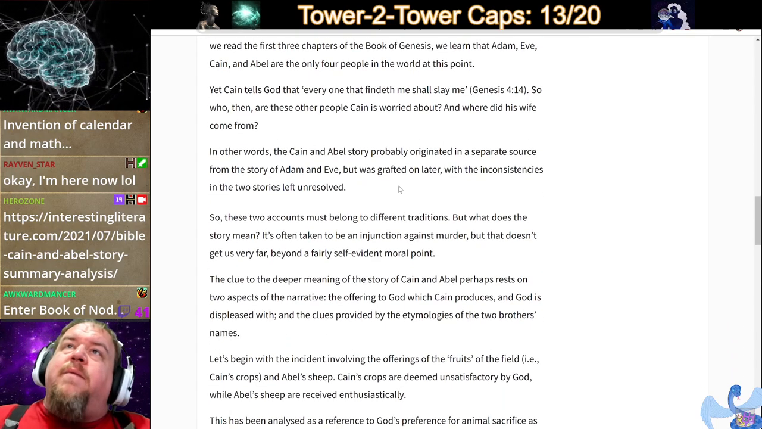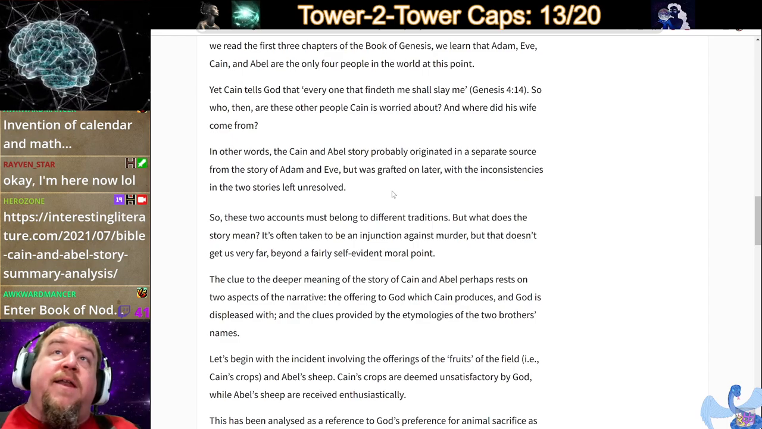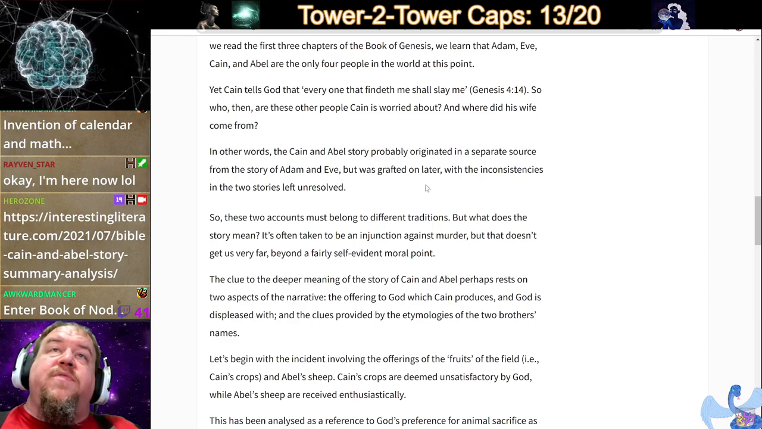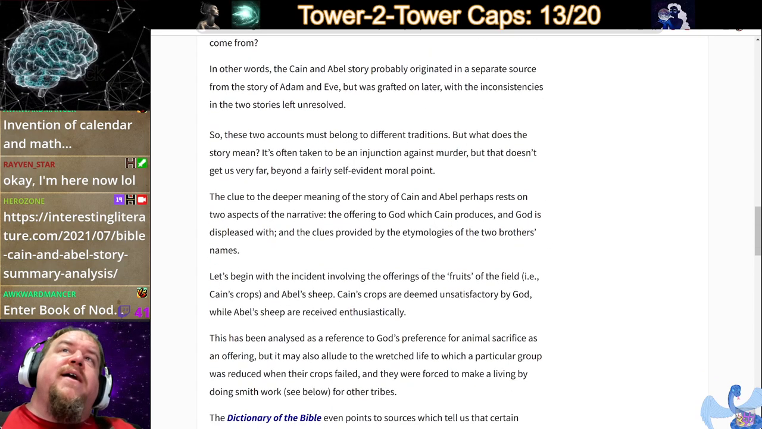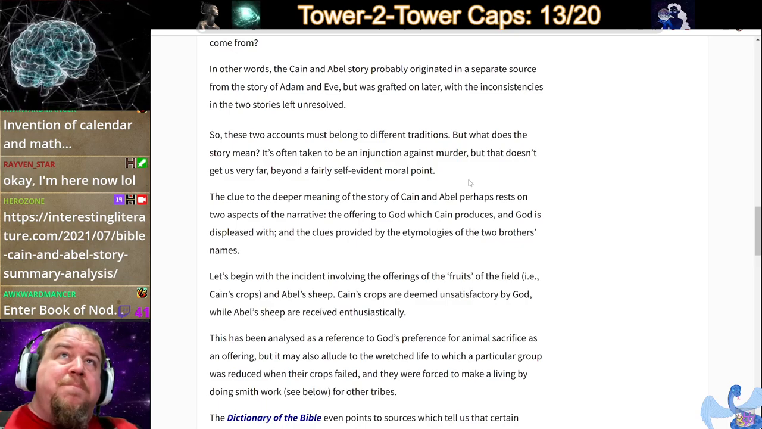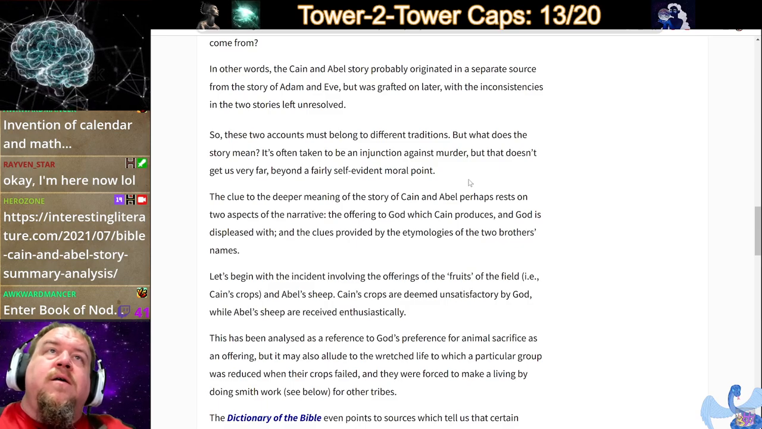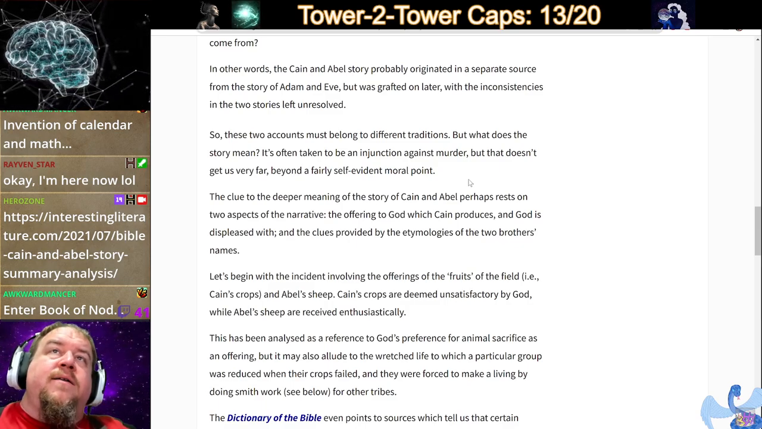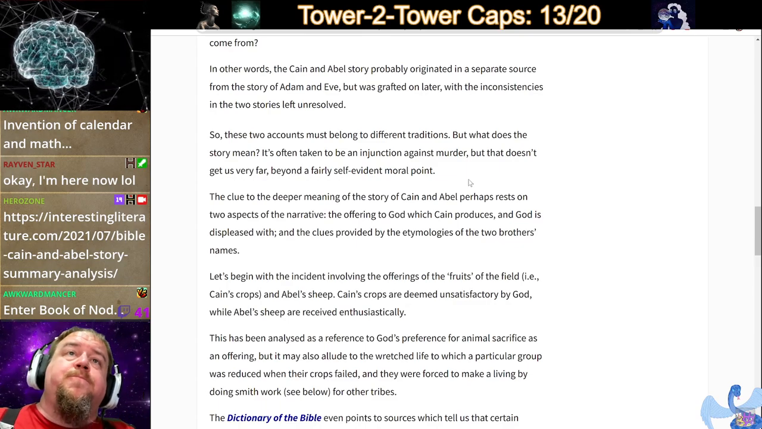So who then are these other people Cain is worried about, and where did his wife come from? In other words, the Cain and Abel story probably originated in a separate source from the story of Adam and Eve, but was grafted on later with the inconsistencies in the 2 stories left unresolved. So these 2 accounts must belong to different traditions. But what does the story mean? It's often taken to be an injunction against murder, but that doesn't get us very far beyond a fairly self-evident moral point. It's pretty obvious.